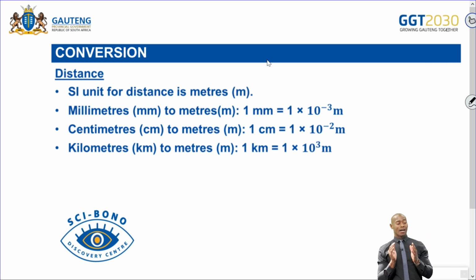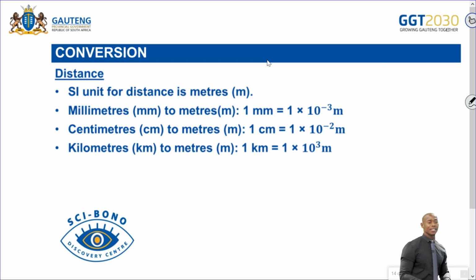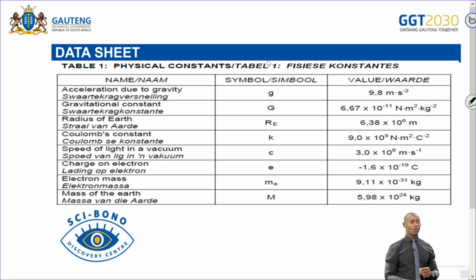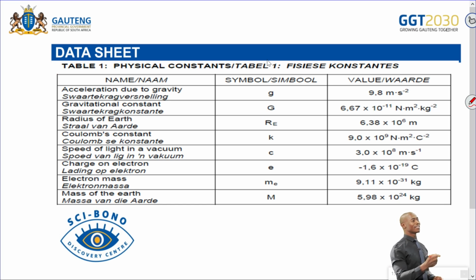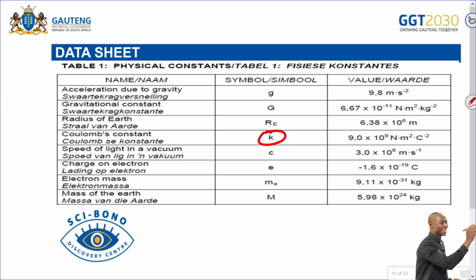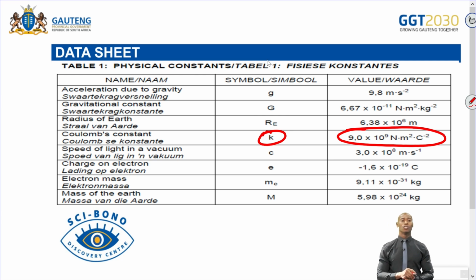All right. So according to this equation, F equals K Q1 Q2 over R squared. K is a constant. What is that constant? Where is K? K is here. It is always 9 times 10 to the power 9 newton square meter per coulomb squared, right? Okay, that is the value of K.